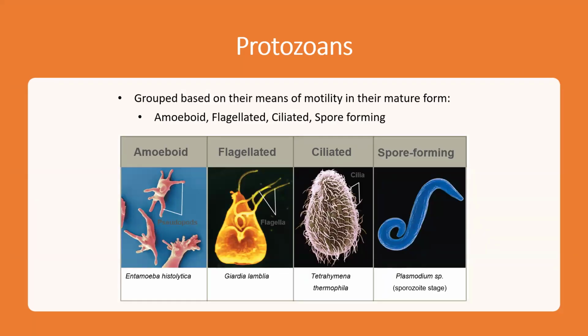Now, your protozoans are going to be differentiated by their method of motility. You've got amoeboid, flagellated, ciliated, and spore forming. And so your amoeboid organisms like Entamoeba histolytica, which is probably the most common amoeboid infection, are going to have these little pseudopods that you can see coming off. And so these pseudopods, of course, are going to be formed by rearrangement of the cytoskeleton, which allows you to kind of change the shape of these cells.